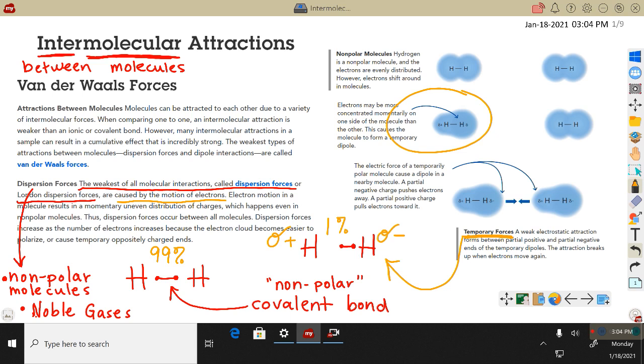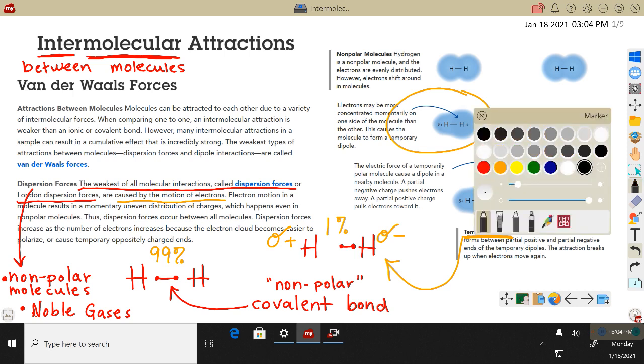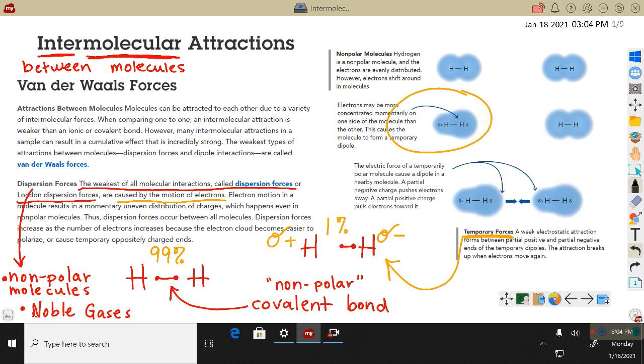Well, now I have a neighboring atom, and I have to picture that, like in the middle here, where we've got this dash, that's really like two electrons being shared. See if I can draw it. Well, those two electrons are negative, and like charges repel.